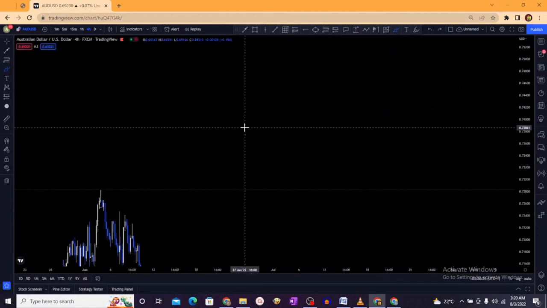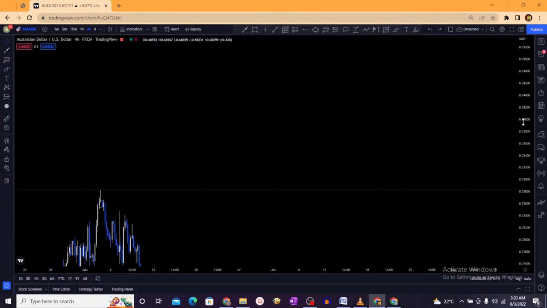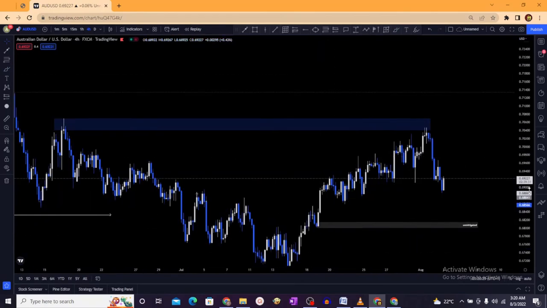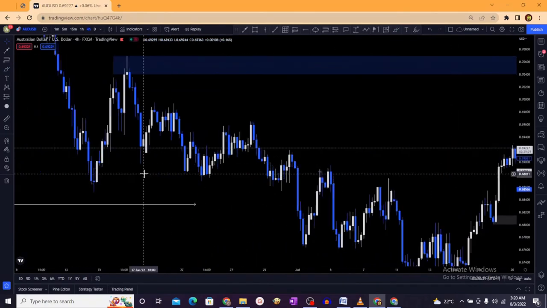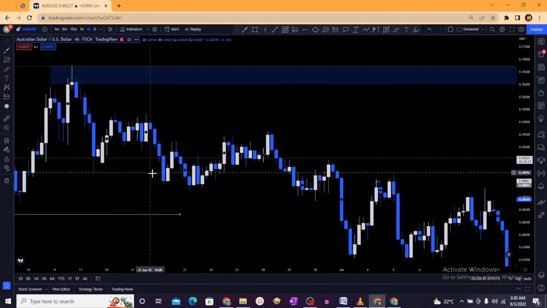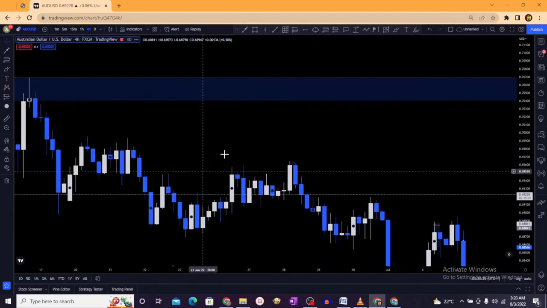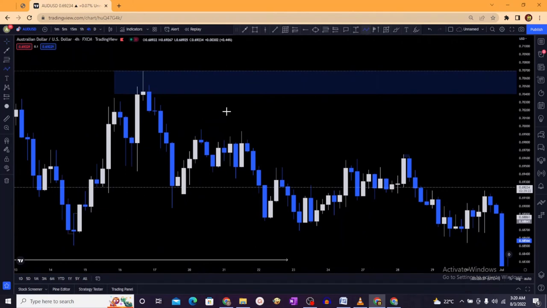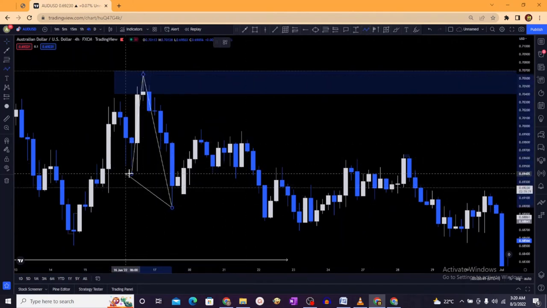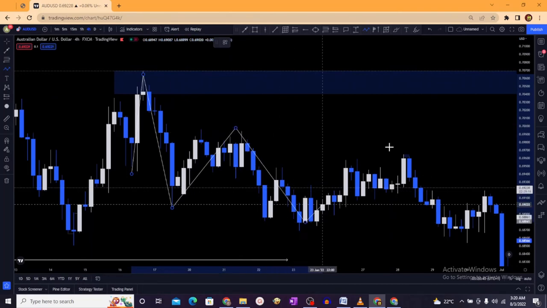So that's rule number 1. Identify higher time frame structure. If we come into the chart now and quickly identify the structure on this H4 time frame, you can see how price made a new high here, broke structure, broke this structure, lower high, broke structure, lower high, broke structure.